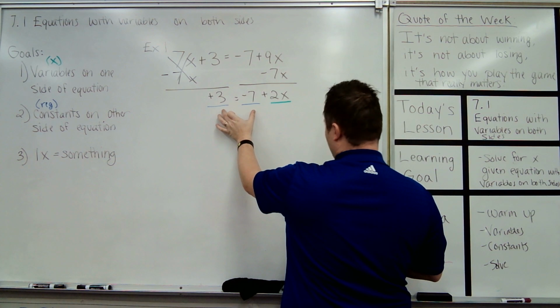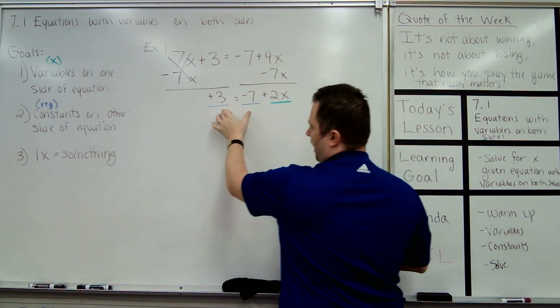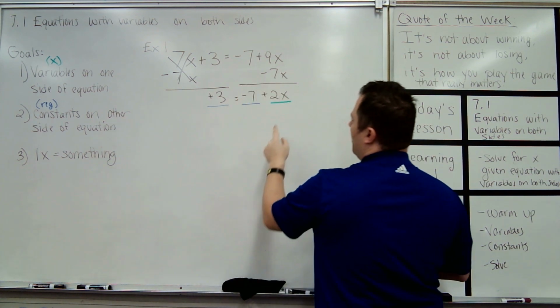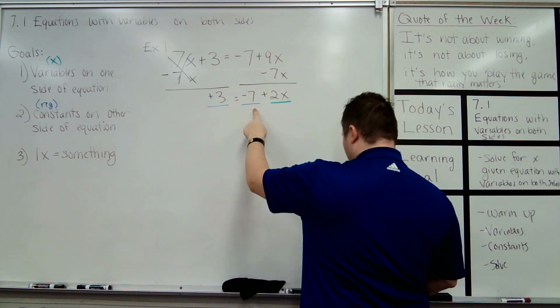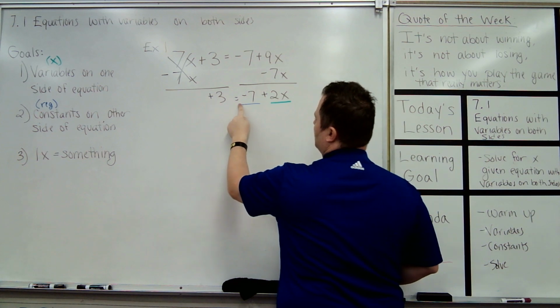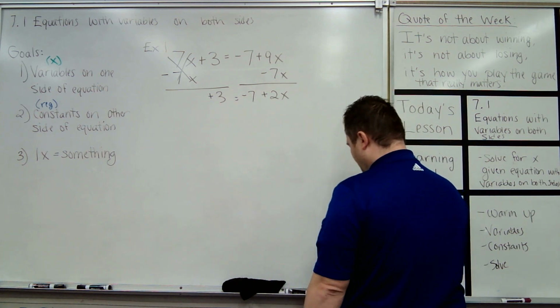The regular numbers are on both sides. I don't want them on both sides. I want them onto the opposite side of the variable. Which means I don't want this -7 there. Okay, let me erase these colors so we can see some math happening.